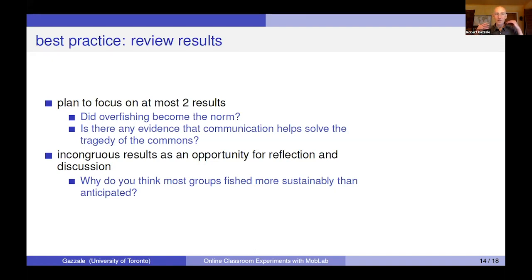So there are lots of different ways in which you can look at the results, think about what matches your learning objectives, and focus on that. One fear that people have when running classroom experiments is, what would happen if the results I get don't match my prediction? If I get incongruous results, I'm going to feel like an idiot. At least for me, I say, oh, that's awesome. This gives you a chance to discuss with your students why these incongruous results happen.